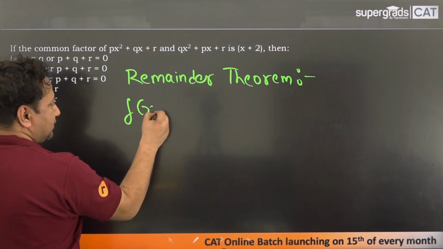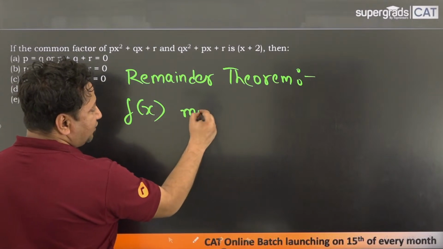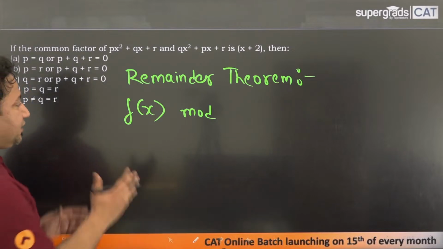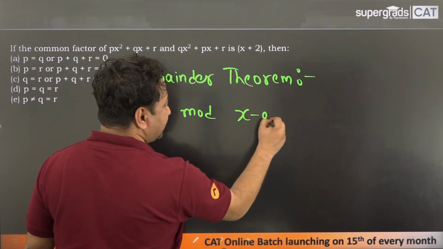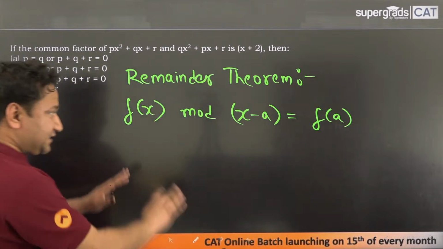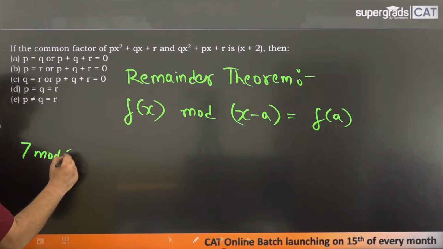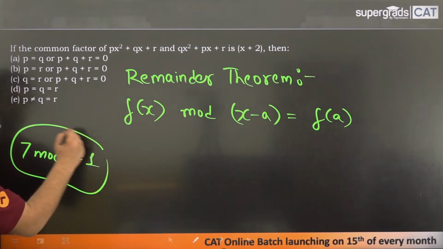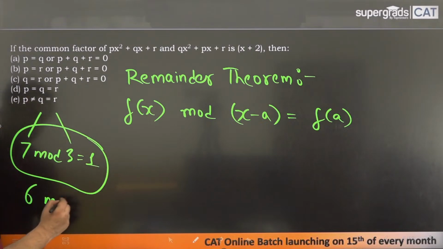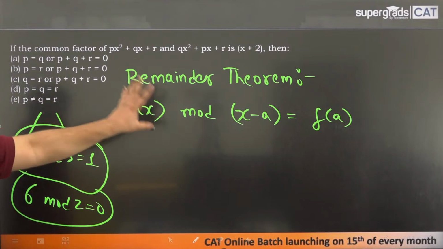f(x) when divided by x minus a. So I'm using mathematical terminology. I hope you understand this is the modulo function, which means the remainder function. f(x) mod (x minus a) is equal to f(a). For those who do not understand this terminology, if I say 7 mod 3, this will be equal to 1. So basically it's a remainder function. 7 when divided by 3 leaves 1 as the remainder. 6 mod 2 will be equal to 0. So 6 when divided by 2 leaves 0 as a remainder. This is what this mod means.